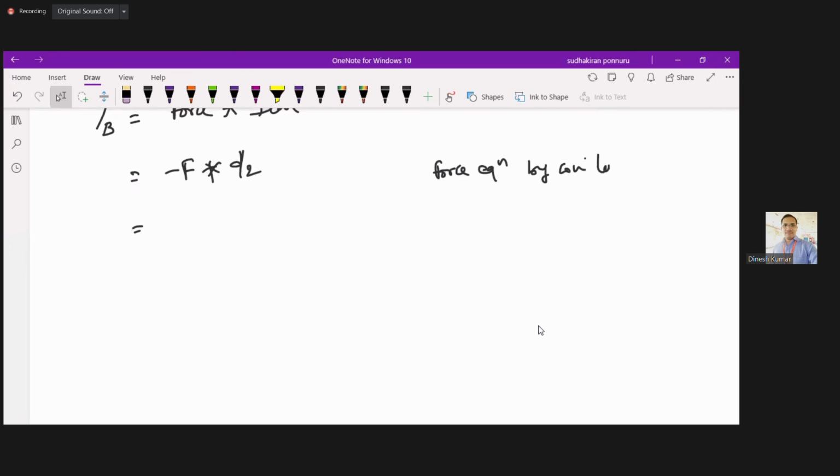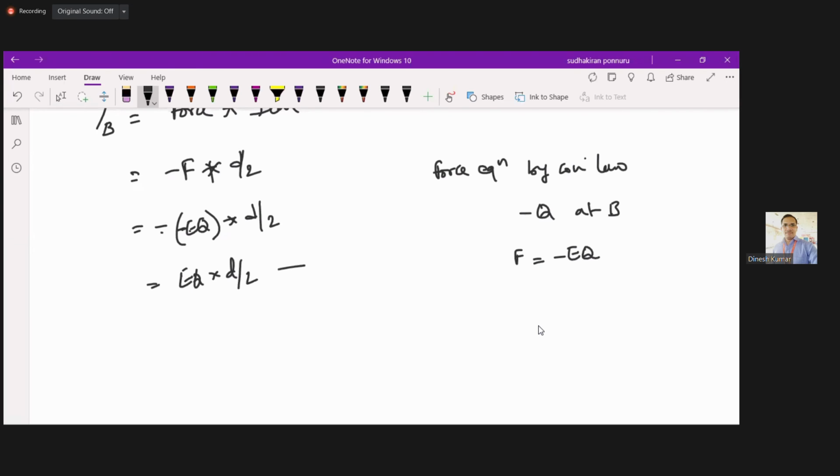So here the point charge is minus Q at B. Therefore, what will be the force equation? F is equal to minus E into Q. So F is equal to minus E into Q, and we have minus of E into Q multiplied by D by 2. So this is minus of minus, we get plus. Therefore EQ multiplied by D by 2, which is our equation 2 at B.